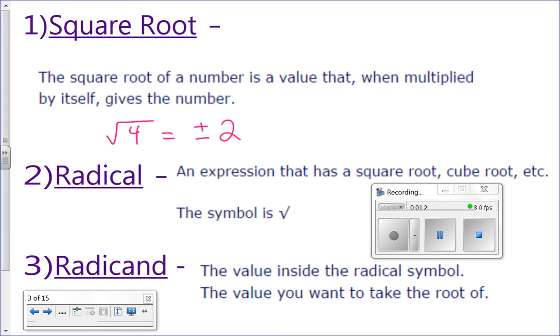A radical is that actual symbol. Looks like a little jail, kind of. It's an expression that has a square root, cube root, etc. And then a radicand is the value on the inside. So let me show you. The green here is the radical, and the 4 itself is the radicand.